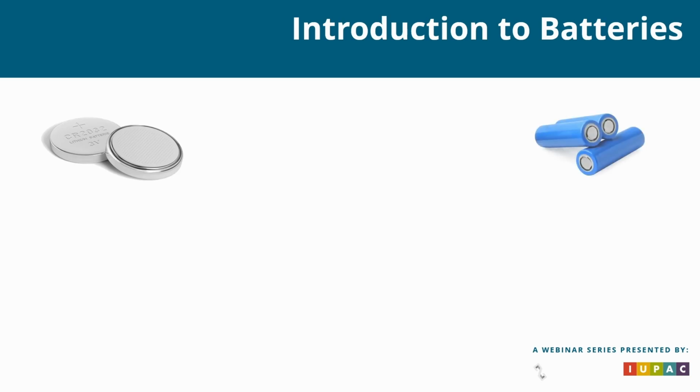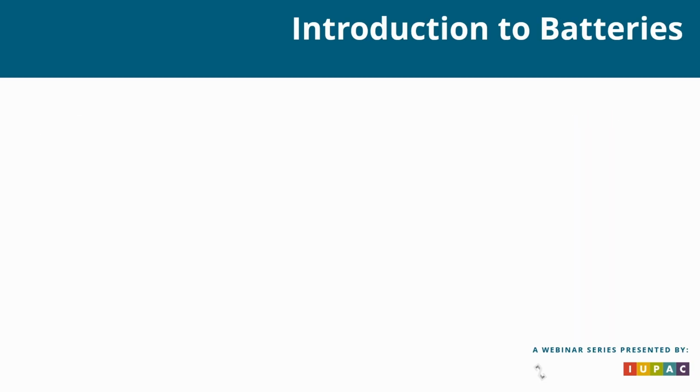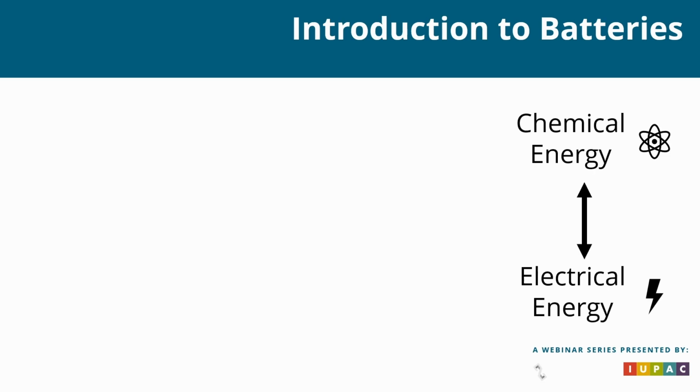Batteries power the modern world, from smartphones and laptops to electric vehicles and grid-scale energy storage. But what is a battery, and what chemistry allows it to store and release energy? At its core, a battery converts chemical energy into electrical energy using controlled redox reactions.